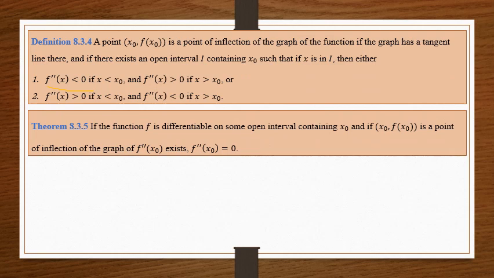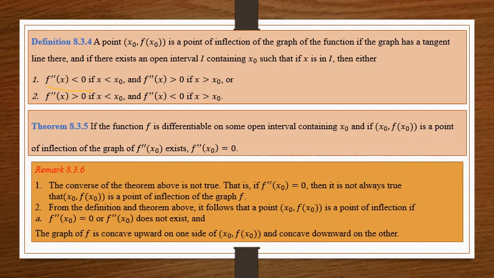If the function is differentiable on some open interval containing x sub 0, and if the point x sub 0, f of x sub 0, is a point of inflection of the graph, then the second derivative of f at x sub 0 exists, which means f double prime of x sub 0 is equal to 0 rather. So take note class, the converse of the theorem above is not true. That is, if f double prime of x sub 0 equals 0, then it is not always true that x sub 0 and f of x sub 0 is a point of inflection of the graph.